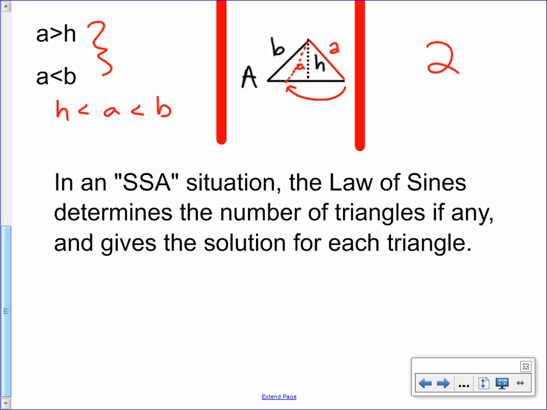Okay, so in a side-side-angle situation, the law of sines determines the number of triangles, if any, and gives a solution for each of those triangles. All right, so we're solving triangles today, but first we have to see if we even have a triangle in the first place. Let's take a look at example 1.